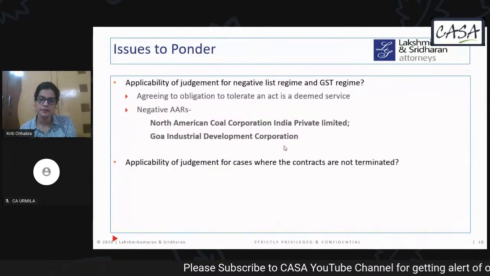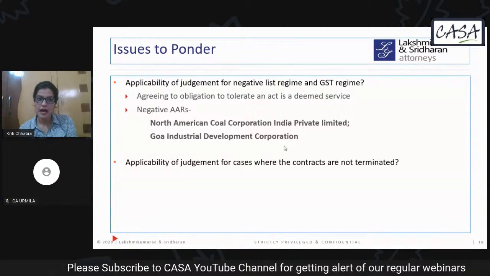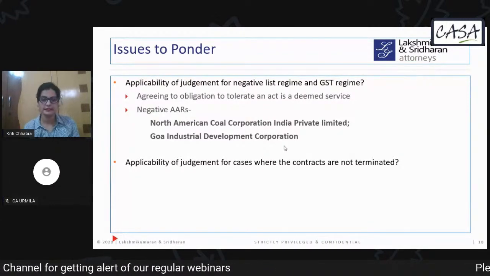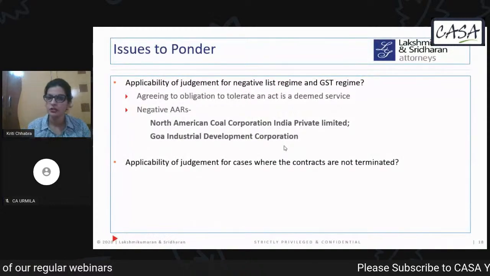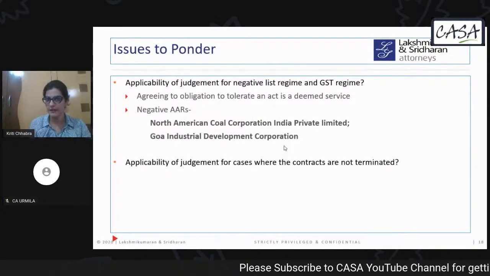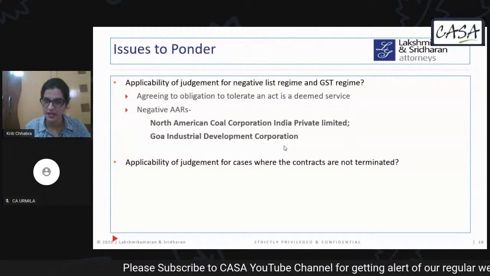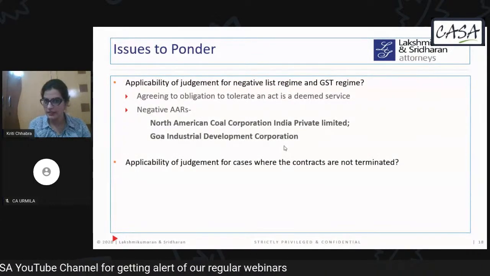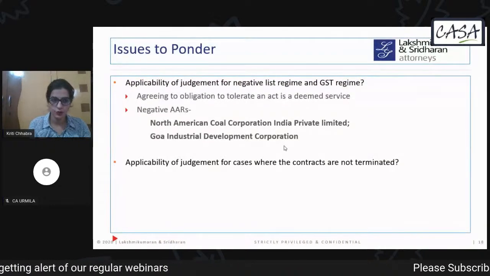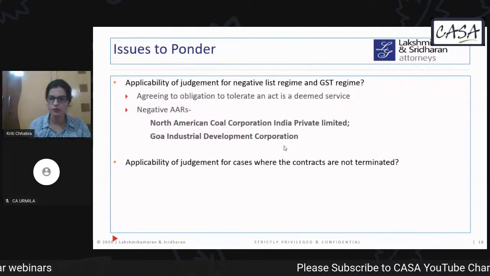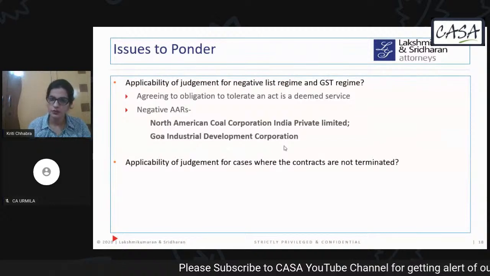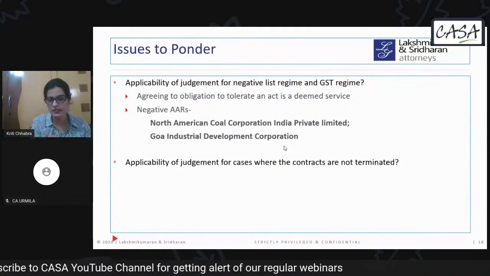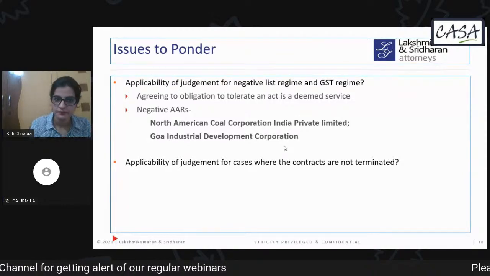Since they have very nicely articulated the meaning of consideration, we can definitely apply a similar ratio even in current cases. Another issue which may arise is the applicability of the judgment to cases where the contracts are not terminated completely. Therein also, as I mentioned, though the ratio is not squarely applicable, it has a persuasive value for these cases also. And the court has made this obiter dicta, wherein they have said that to qualify as liquidated damages, there is no requirement to cancel a contract completely. So that ratio definitely can be applied in those cases also. So this was the CESTAT Chennai judgment.